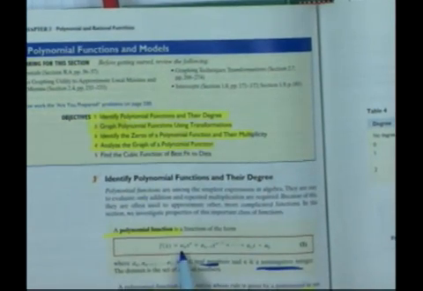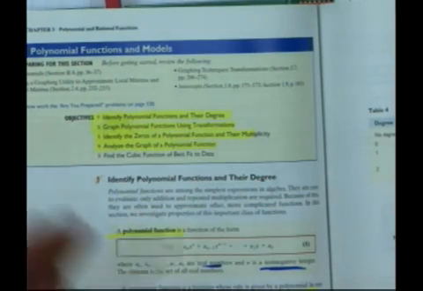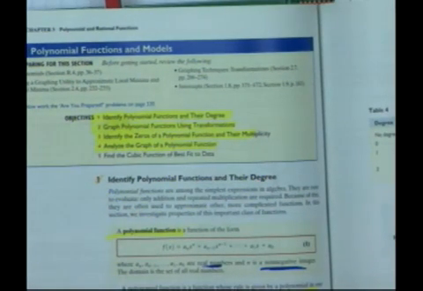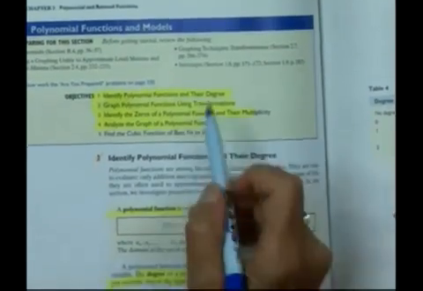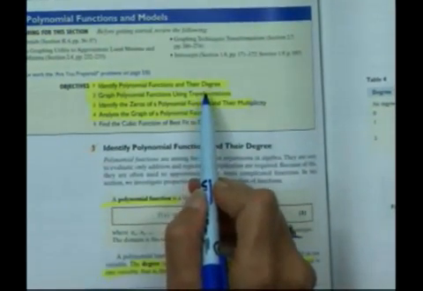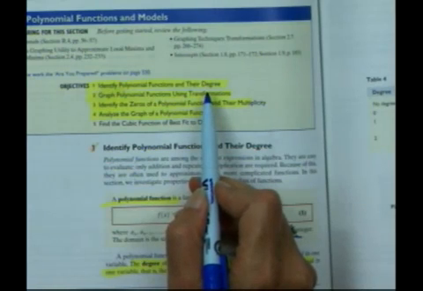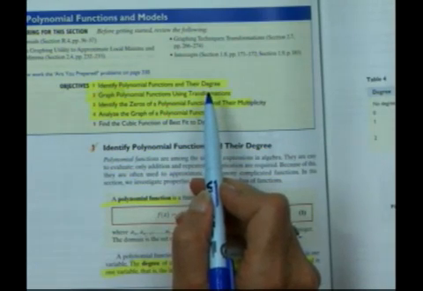So it's got to be x to some power, not 1 over x, not a square root with the x in it. And then we learned last time also to identify the degree of a polynomial function. So if you have a polynomial function, how do you determine the degree? The term with the highest exponent, and that highest exponent is the degree.